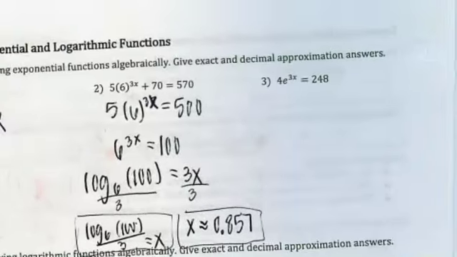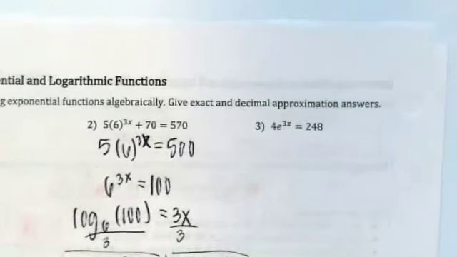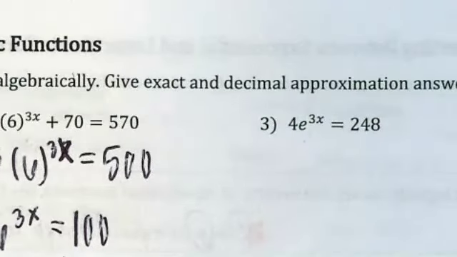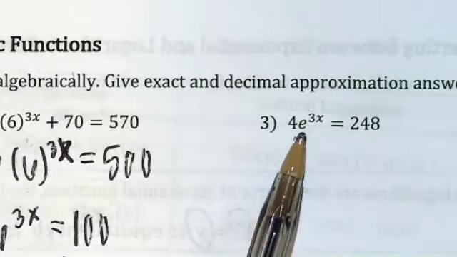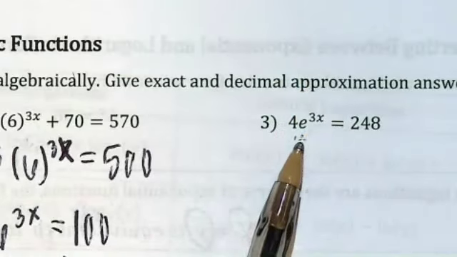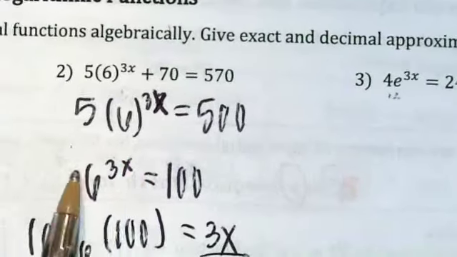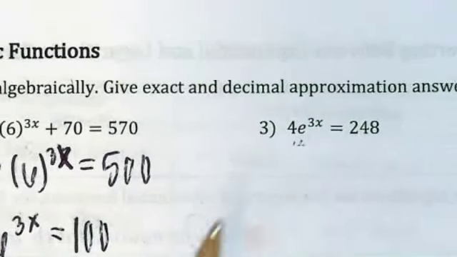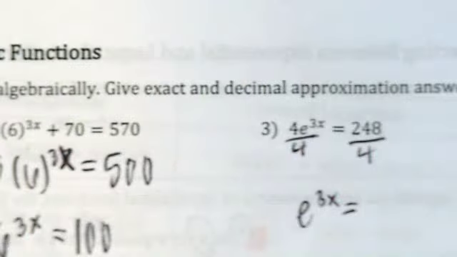Okay, on number 3, same thing. We need to get rid of the 4. e is just a base. e is, remember, 2.7, blah, blah, blah. So it's just a number. So just like we got 6 by itself, we need to get e by itself. I'm going to divide by 4. So e to the 3x equals, 248 divided by 4 is 62.